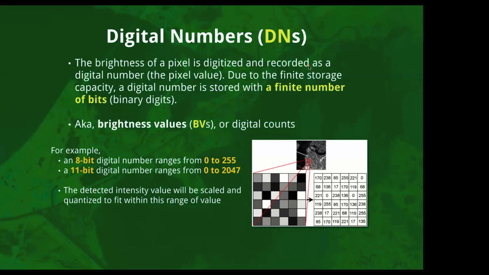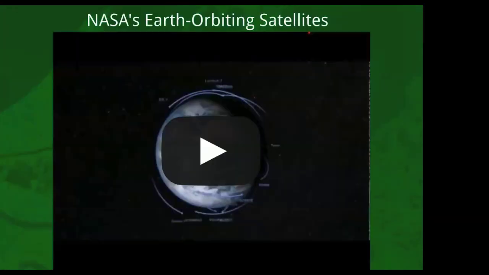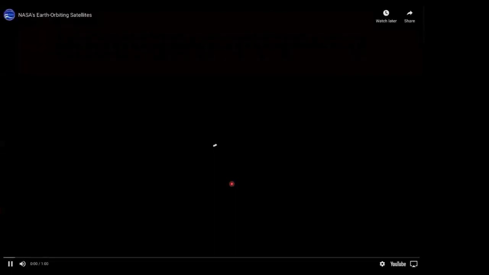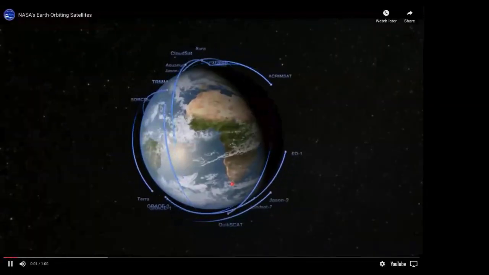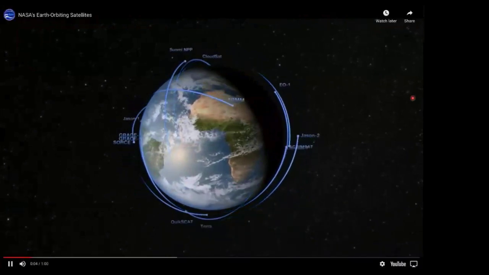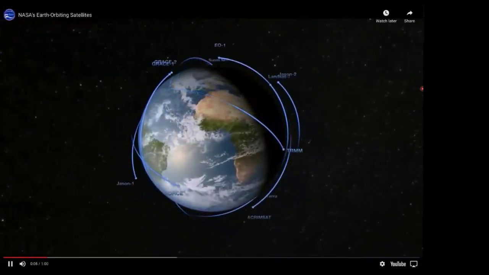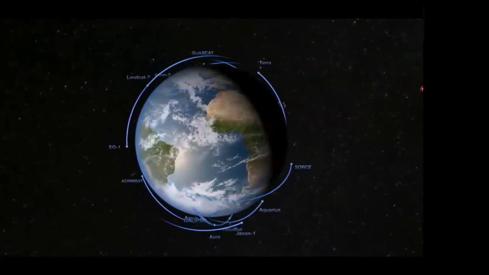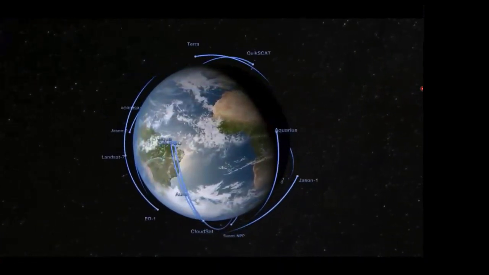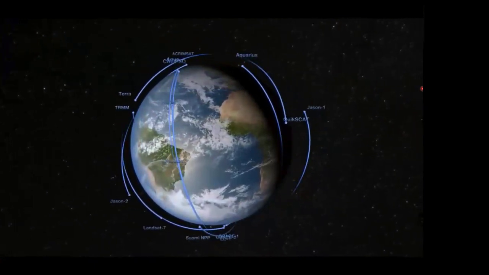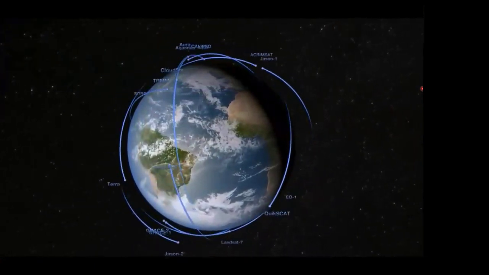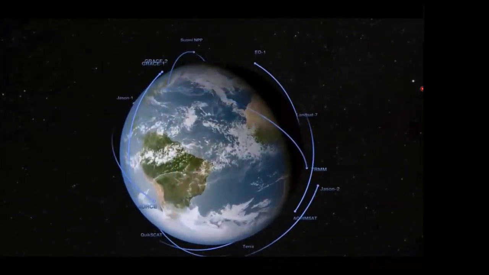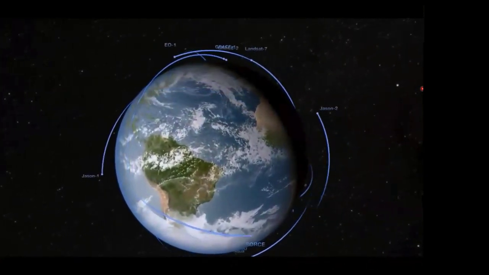Next. Keep your questions coming. So now let's take a look at this animation from NASA. NASA's Earth orbiting satellites. It was from 2012, so that's why it doesn't really include some of the newer satellites. But it will give you an idea of how the Earth orbiting satellites work, or how they run through their revisit patterns for the whole system.